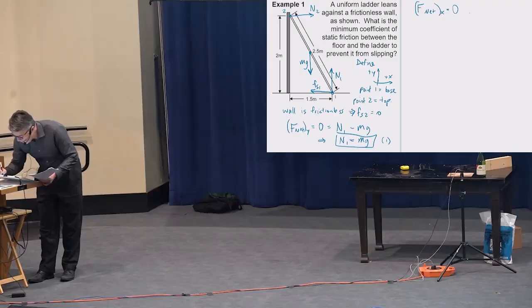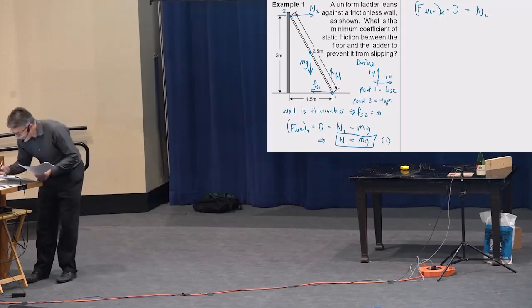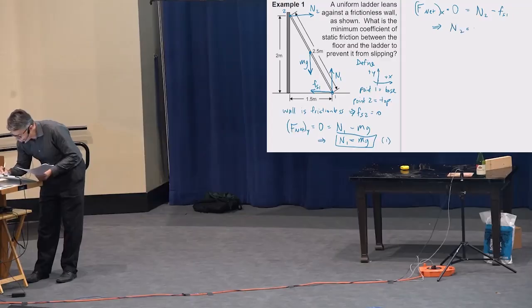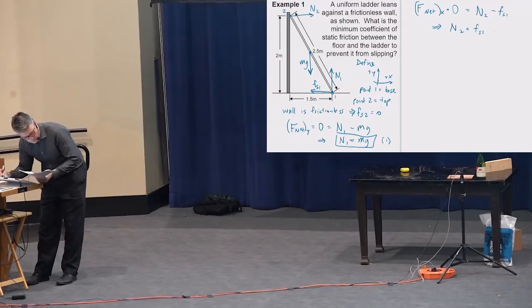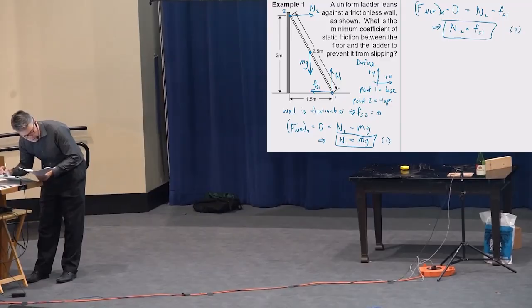So that's going to be, there's a plus N2 acting in the plus x direction, and then minus the Fs1. So what that means is that N2 equals Fs1. So I guess that's another equation. Call that equation 2. And then lastly, the torque.